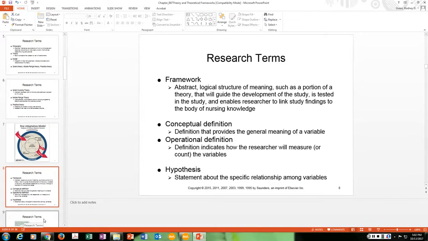Okay, other terms. A framework. A framework is an abstract logical structure of meaning, such as a portion of a theory. The framework will guide the development of the study. The framework is tested in the study, and the framework enables the researcher to link study findings back to the body of nursing knowledge.